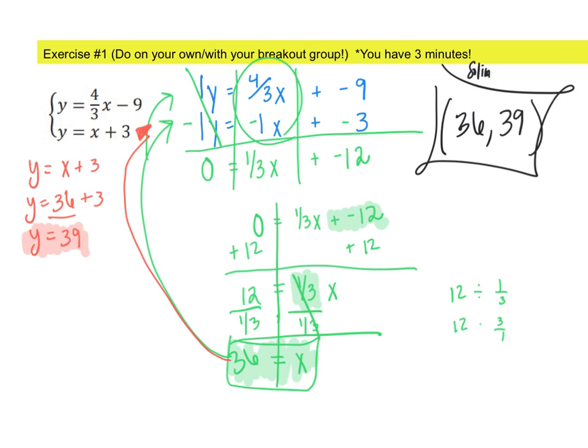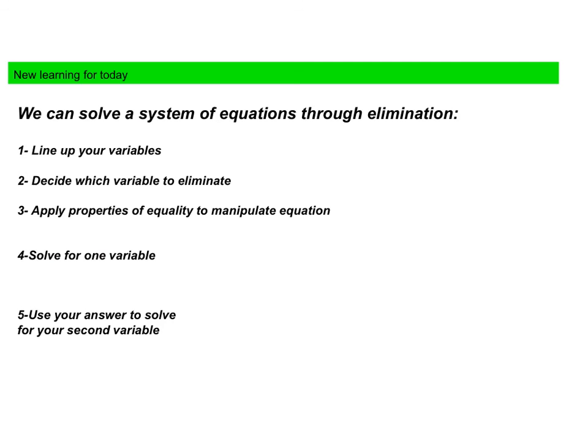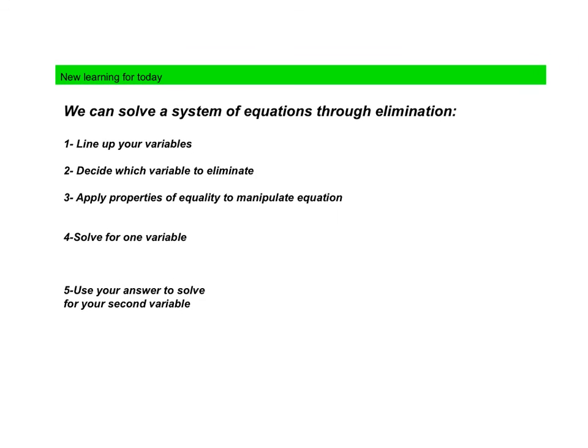Okay, moving on. So we have done our practice for today. This is our new learning. I want you to always line up your variables first. And again, it's not new learning, we're practicing what we did yesterday. Decide which variable you want to eliminate. Apply properties of equality to manipulate or change that equation. Solve for one of your variables, and then use your answer to solve for the second variable. If you're not confident, go back through, rewatch some of these examples before moving on to the exit ticket.